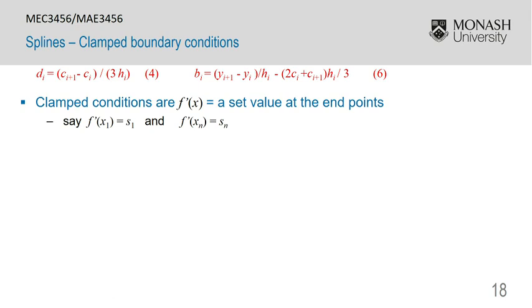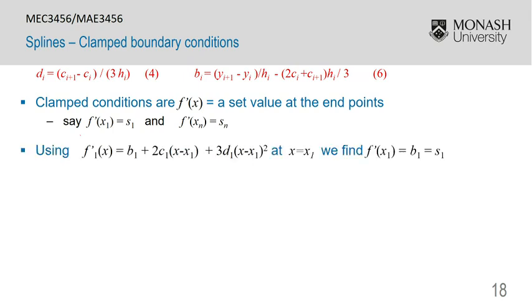Okay, so that's how we deal with natural conditions. Now let's have a look at clamped boundary conditions. Clamped conditions are that the first derivative of the spline is equal to a given value. Let's imagine that we want the first derivative of the spline at x1 to be equal to s1, so it's a slope that we want to specify, and that the first derivative of the spline at the right-hand side at xn is equal to some different value. Let's call that sn. Those are the two things that we're trying to satisfy.